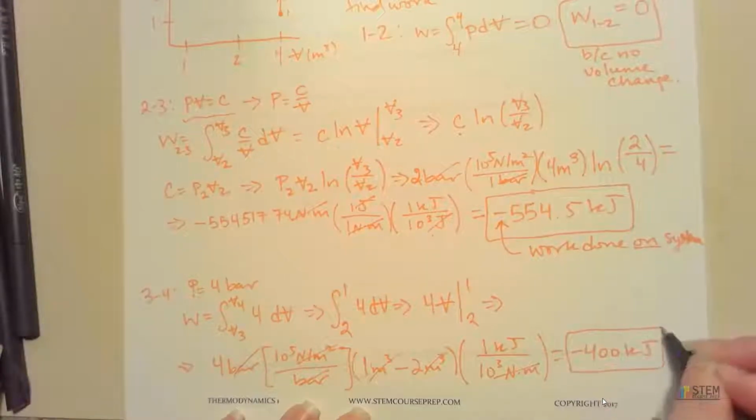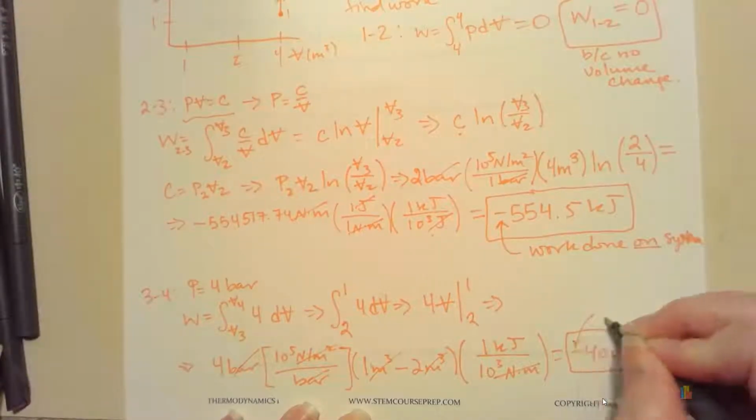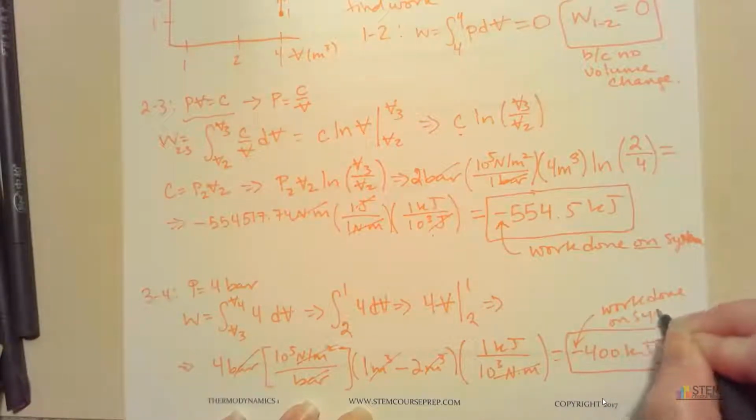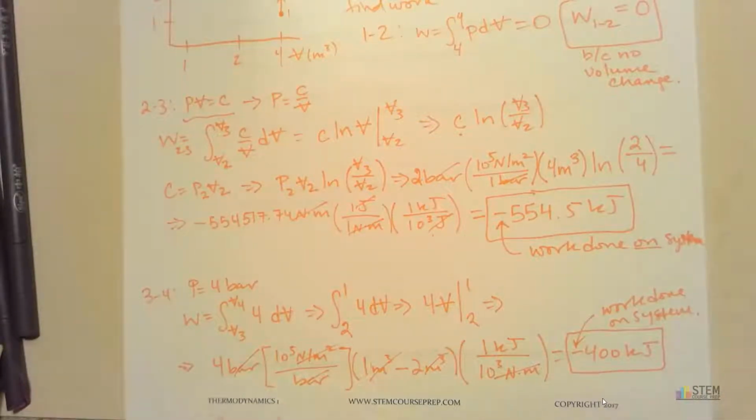So again, this negative sign means work was done on the system to make that happen. All right, because somehow your volume is being reduced. Okay, so some sort of external energy source is being used to reduce that volume while holding that pressure constant.